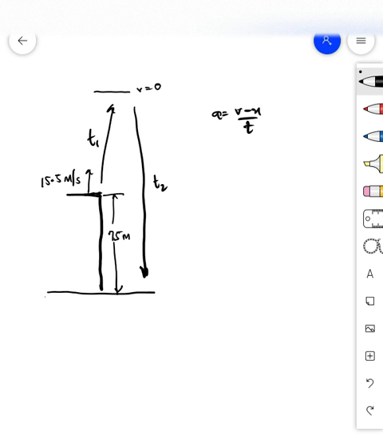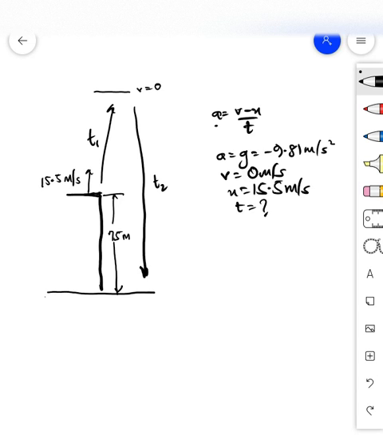A equals (V minus U) over T. A here will be acceleration due to gravity, V will be the final velocity and U will be the initial velocity, and T is the time we're looking for. So here, A equals g, which is minus 9.81 meters per second squared. V here will be equal to 0 meters per second, U equals 15.5 meters per second, and T is what we're looking for.